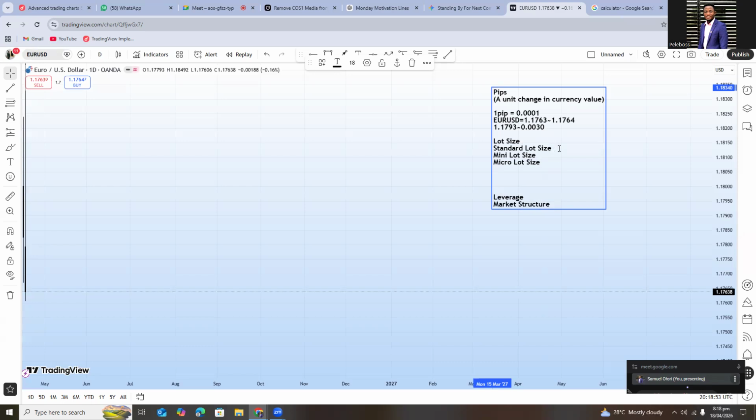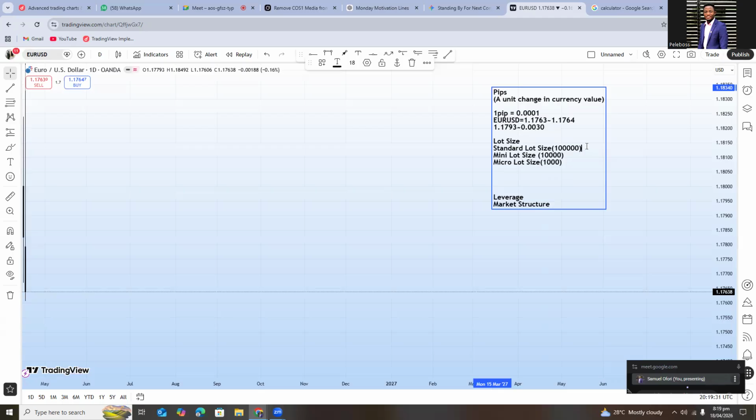And then the standard lot size, it means that we are transacting 100,000 units worth of that particular currency, 100,000 units. Okay, you will get it with time. And then for the mini lots, that is 10,000 units, right? And then the micro lots is 1,000 units. Okay. So when you are using the standard lot, it means that you are completing 100,000 units of the transaction at a time.